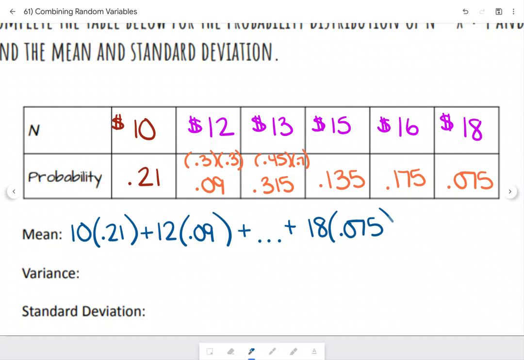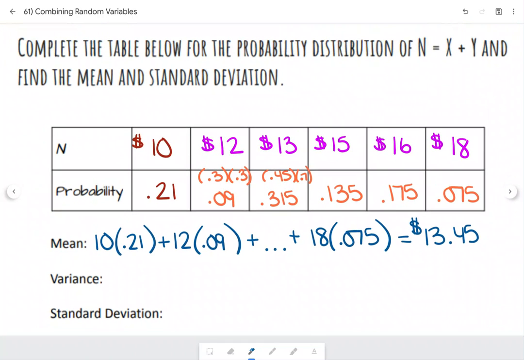18 times 0.075. Remember, this is an acceptable notation for the AP exam. If you have more than like 2 or 3 values that you're combining when you're getting the expected value, you can do this. You can do this on our test as well. But in this case, when I go and I actually calculate that whole mean, I'm going to get 13.45. So $13.45.